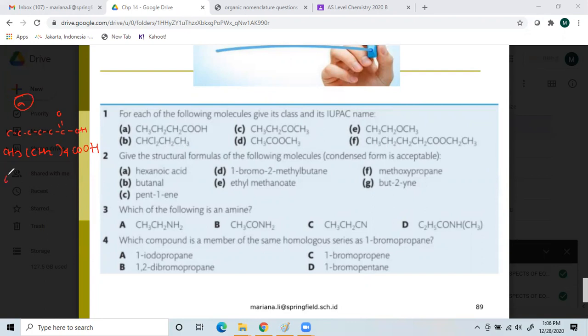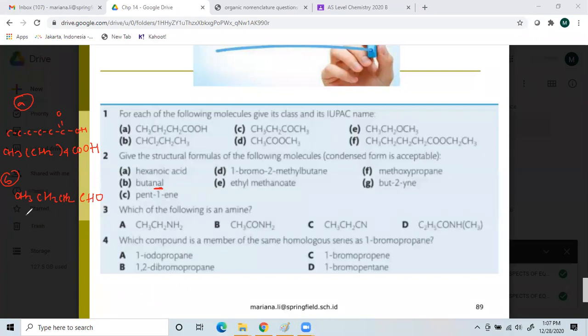Butanol, CH3, CH2, CH2, CHO, not COH. Because you should distinguish the aldehyde from alcohol, you cannot use COH because this can be assumed to be alcohol. So instead of COH for aldehyde, you should state it as CHO.